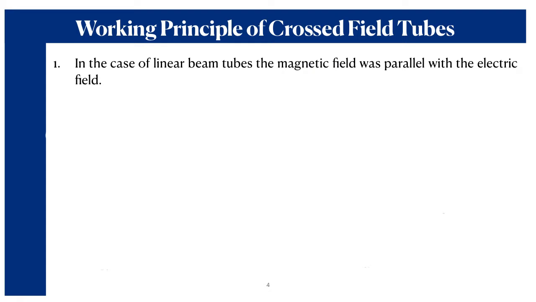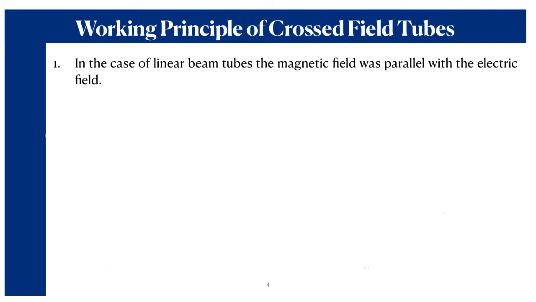In the case of linear beam tubes, as we have seen, the steady electric field was applied to produce the electron beam, from where the energy was transferred to the microwave field, and during that time the steady magnetic field was used to keep the electron beam focused to a particular path, so that the bunched electrons cannot be scattered out.